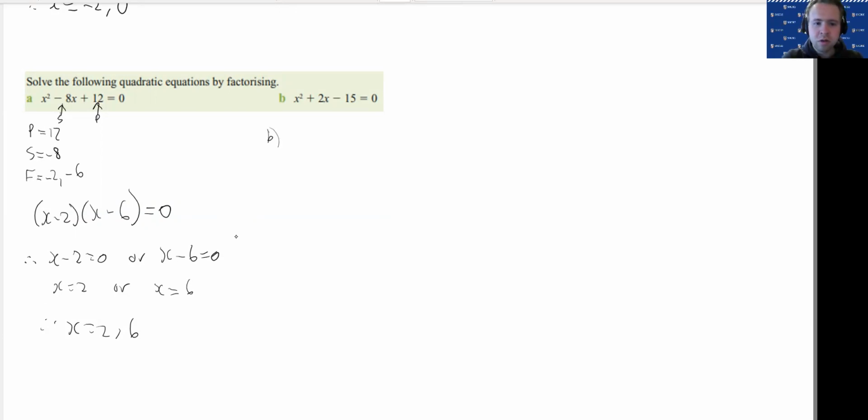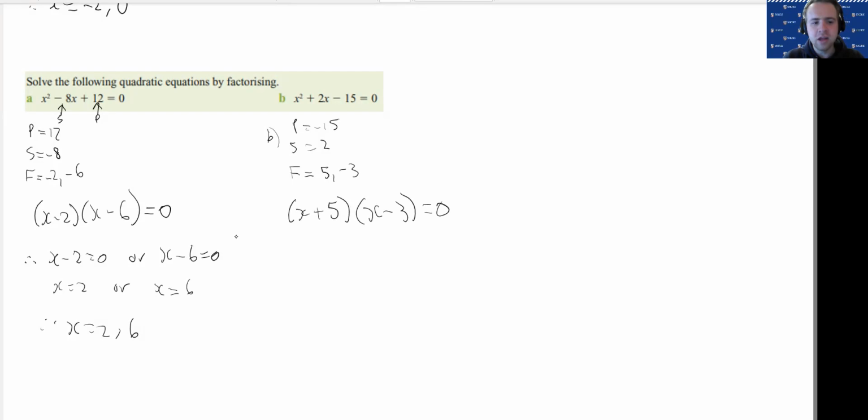So I'm going to use PSF. So the product is -15. The sum is +2. The factors: we're going to have one negative factor, one positive factor. The positive factor is going to be the bigger one. So it's going to be 5 and -3. We've got to think about things that multiply to equal 15, so it's 1 and 15, or 5 and 3. And so it's going to be -3 in this case. So then I can factorize. (x + 5)(x - 3) = 0.